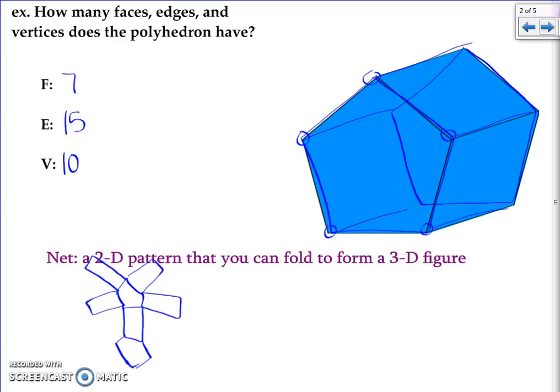Okay, and there's lots of different ways to do this. You could also have the rectangles like this, and then we have a pentagon up here and a pentagon down on the other side. Okay, that would also fold together. Questions there?